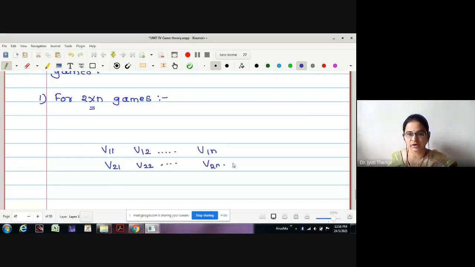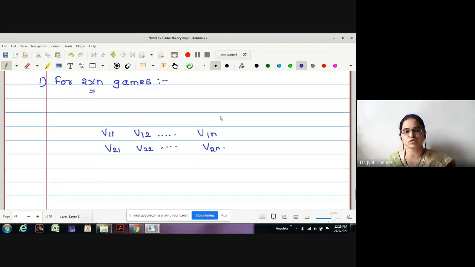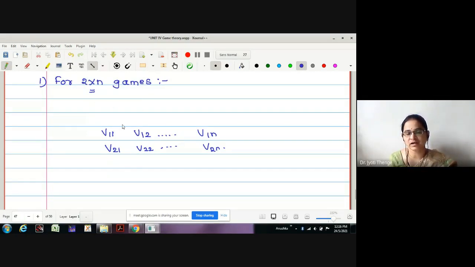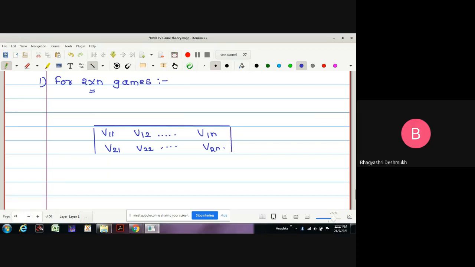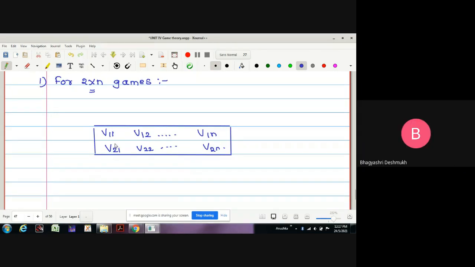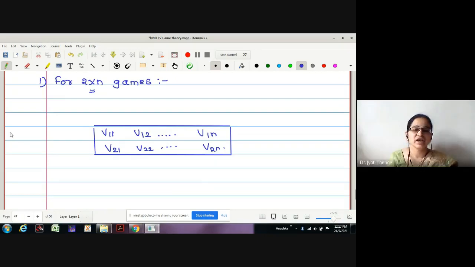I hope I'm clearly audible to everyone. This is a 2 by n matrix, no? With the entries, right? Yes, ma'am. Then what about the number of activities with respect to player A and with respect to player B? At least now I expect an answer from students. N activities. N activities to which player? Player B.